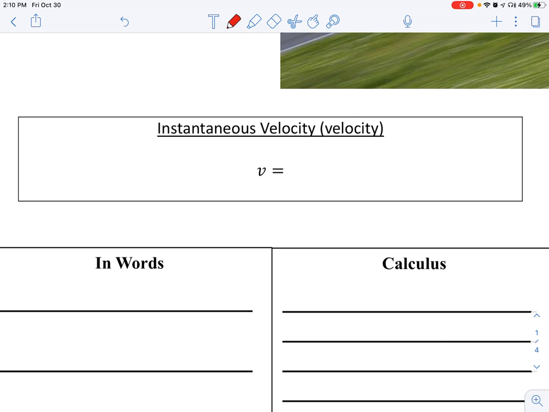So instantaneous velocity. Oh, buddy, here's the calculus. It is the limit as the change in time approaches zero. So you're not talking about 2 seconds. You're not talking about 1 second. You're not talking about half a second or a fourth of a second or an eighth of a second or a 16th of a second or a 32nd of a second. You're talking about instantaneous, as the change in time is zero.